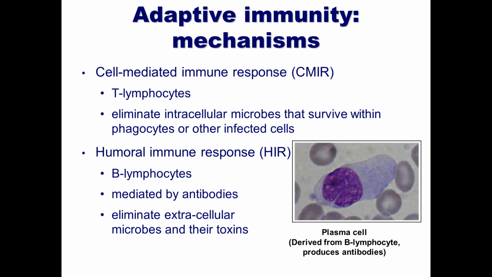Adaptive immunity mechanism. What are the mechanisms? How do they react and how do they form antibodies against foreign particles? First is the cell mediated immune response, that is CMIR, and this cell mediated immune response is the response that takes place by the T lymphocytes.